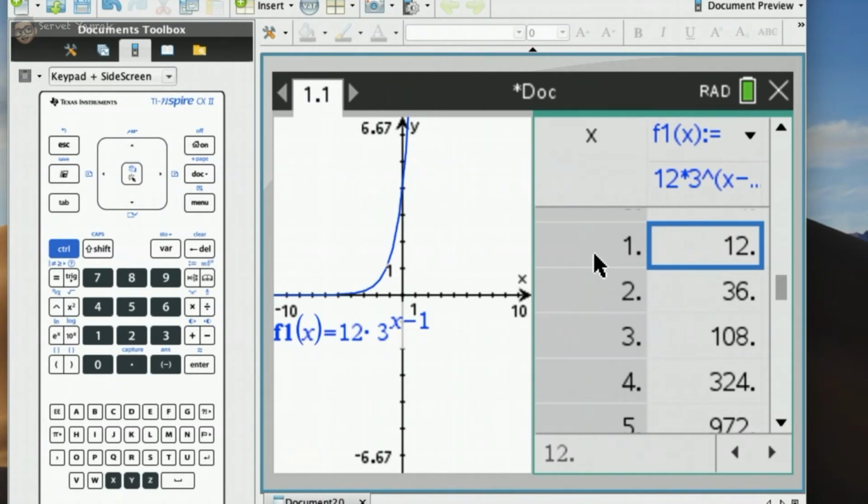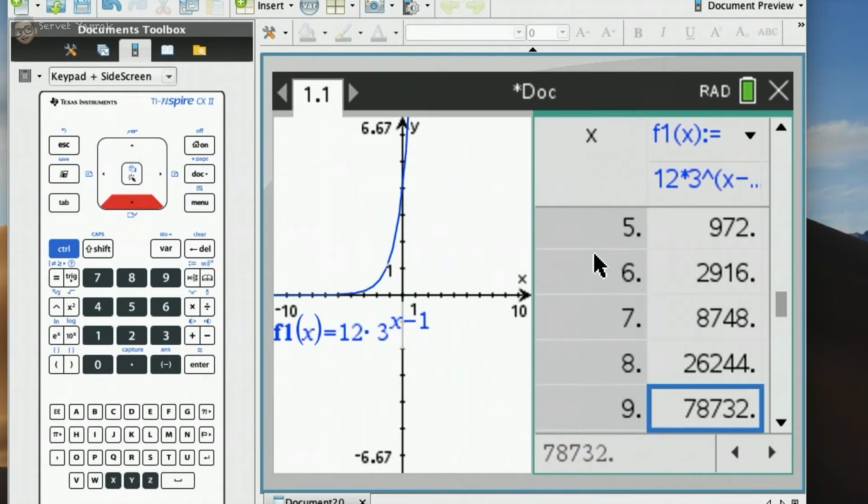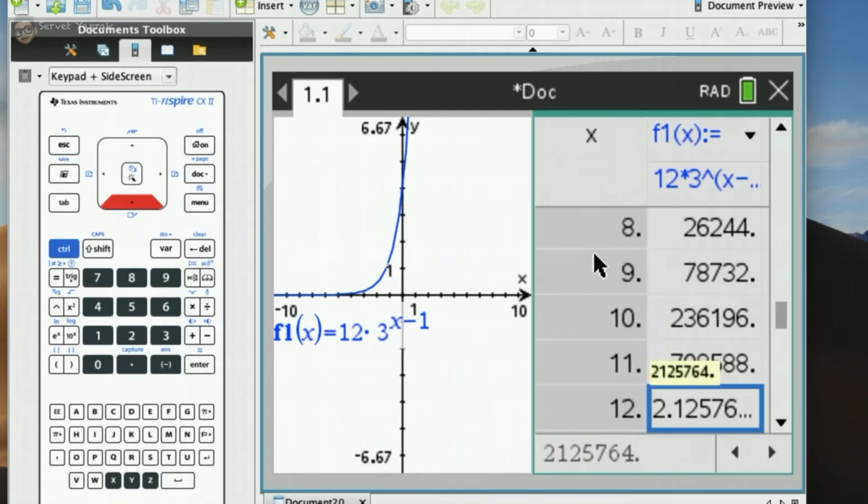We are looking for which term is actually 2,125,764. So fourth term, fifth term. As you can see, the sequence actually rapidly grows. So we got the number 12th term is this. So 2,125,764. So 12 is our answer.